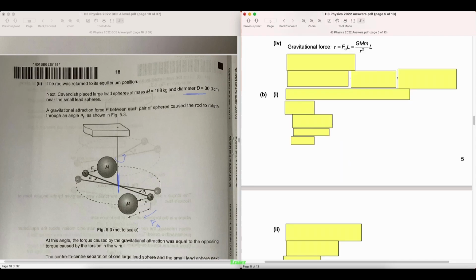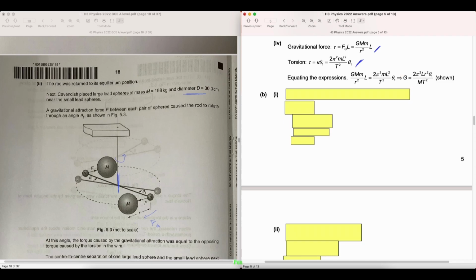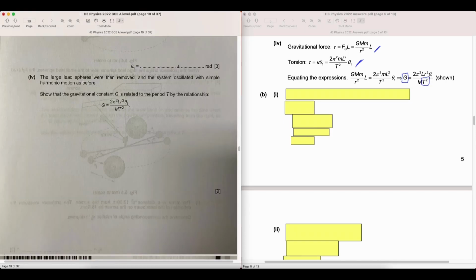The steps are as follows. The gravitational force provides a torque of this amount, and the torsion provides a torque in the opposite direction. Equating the two gives us this, and rearranging it gives us this. We have now expressed the gravitational constant g in terms of the period, and the period is something we can accurately measure over many oscillations.